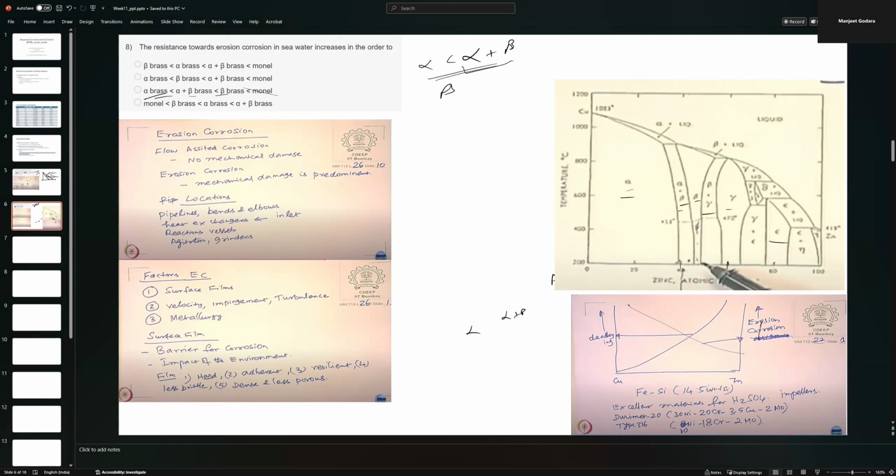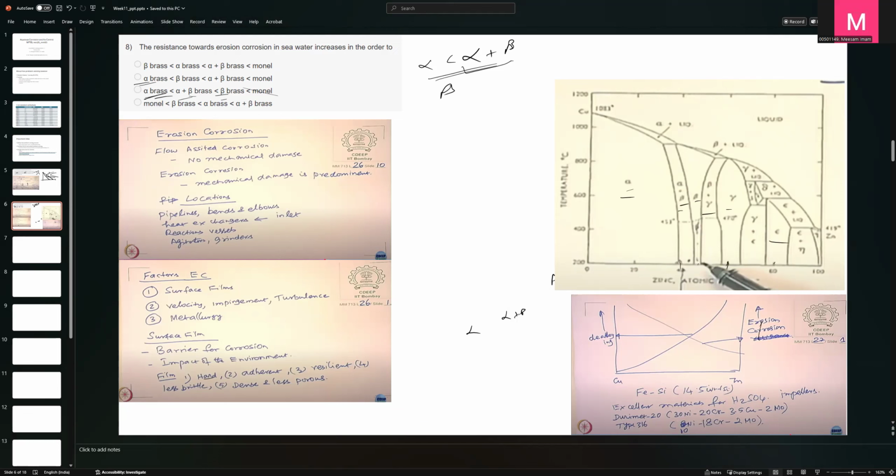In any case, alpha brass will lie before beta brass. Alpha will be the least between them, right? Then please check about this alpha plus beta brass, alpha plus beta and beta. Yeah, I'm just checking. Usually, there's a literature text transcript uploaded on that portal. You can refer to that.